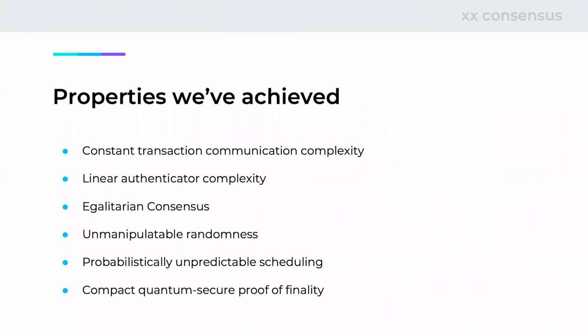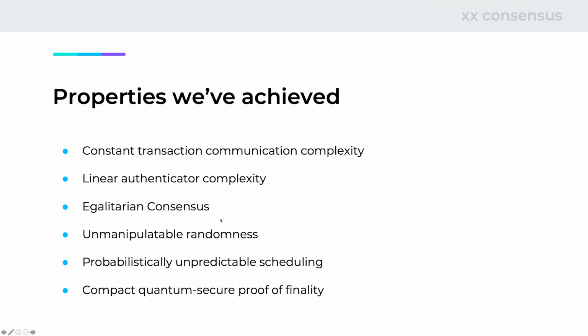So now to wrap up the XX consensus part of the webinar, I'm going to talk about the properties we have achieved. First, we have achieved constant transaction communication complexity. This is because all of the very large transactions are only sent from the BP to the endorsers and never to the whole network. Furthermore, we achieved linear authenticator complexity. This means that in order to achieve agreement, nodes in the network only need to send or receive a number of signatures that is linear with respect to the size of the network. That is, if the network increases, so does the number of signatures we need to exchange, but never in a quadratic way. These two achievements are what allows us to scale very well, and these are both results of using endorser sampling as our key technique.